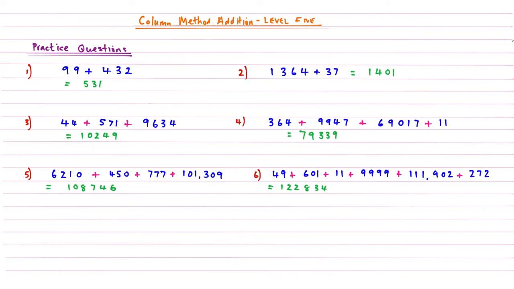You can now go and watch column method addition level 6, which is where we talk about how we add decimal numbers together, because the column method addition does work for that also. Now, if you've unfortunately made a little mistake and you're not sure where you might have gone wrong, keep watching and I'm going to go through each one of those 6 in full for you there.